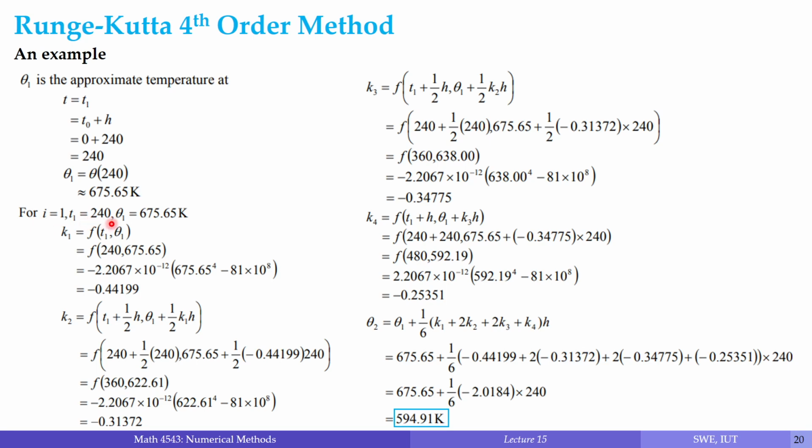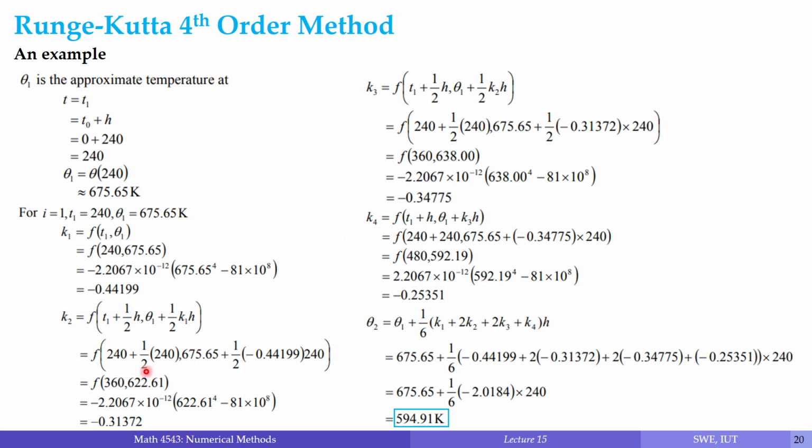So our t1 is of course 240. Now our t2 will of course be 480, right? And we have calculated in our previous step the approximation for theta 1, which was 675.65 kelvins. Fine. So we'll again use the same set of steps to calculate the values of K1, K2, K3 and K4, the values of these four slopes at these four particular points, this point, this point, this point, and this point. You just find out the functional values at those points.